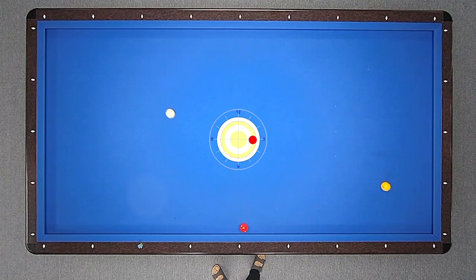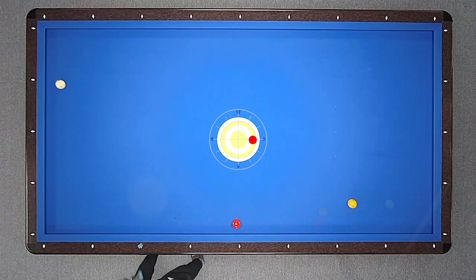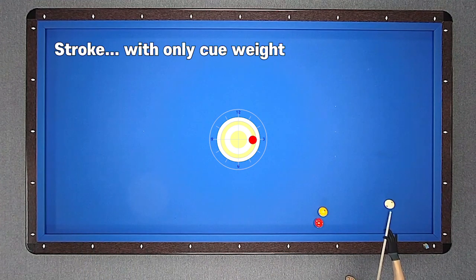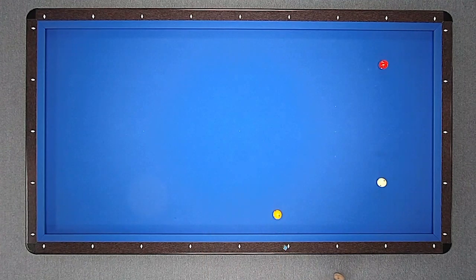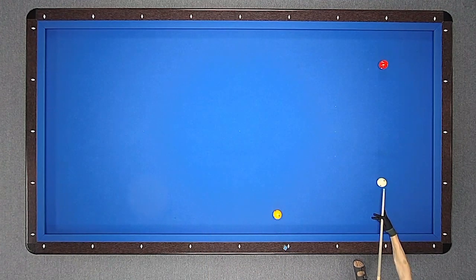English uses 3 mid-area tips as a fixture. You can send a stroke with just the weight of the cue with confidence. It's not hard to do. The stroke should be horizontal, but if it is too slow, there is a risk of curve.